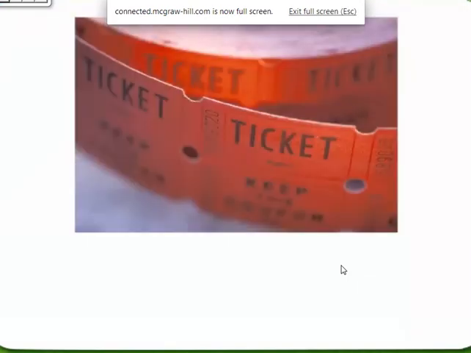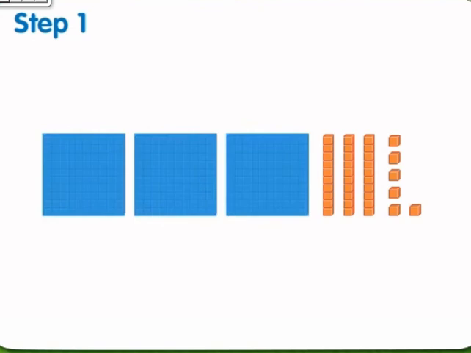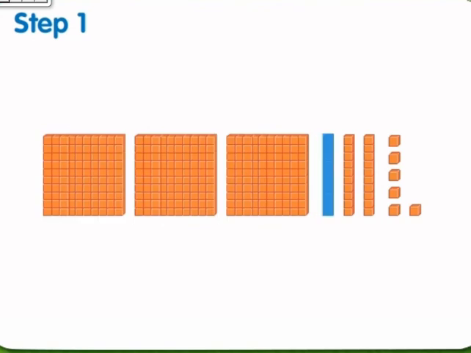At the fair, you need tickets to ride the rides. 3 friends share 336 tickets equally. How many tickets will each friend receive? We need to find 336 divided by 3. First, let's model 336 by using base 10 blocks. This block represents 100. We have 3 of them, so that's 300. This block represents 10. We have 3 of them, so that's 30. This block represents 1. We have 6 of them, so that's 6. The total number of blocks is 336.